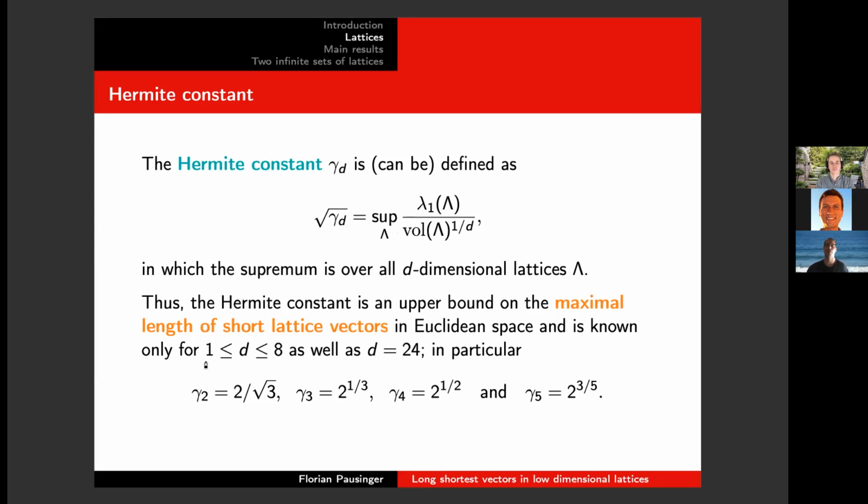So it is known for dimension 1 to 8, as well as for dimension 24. And this number is also directly related to lattice packing problems and so on. So yeah, it's a very interesting notion in lattice theory.